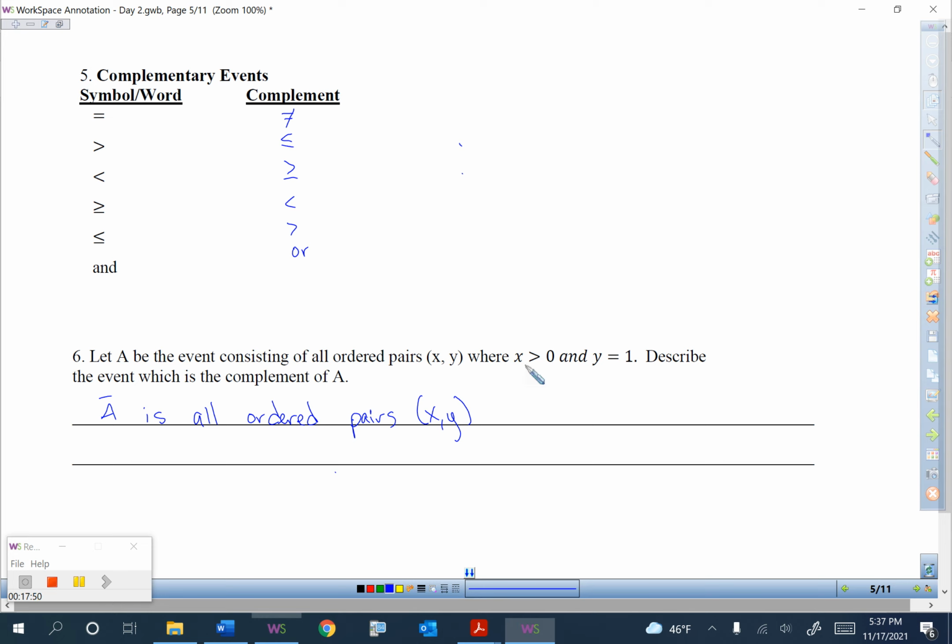It says where x greater than 0, so the complement of that would be where x is less than or equal to 0. This is a word that folks usually skip over, but we talked about and having the complement of or. You do have to switch that to or. It's italicized to kind of remind you that. And then y equal 1, the complement would be y not equal to 1. And that's it. So it's all those ordered pairs where x is less than or equal to 0, or we've got the y value not equal to 1.